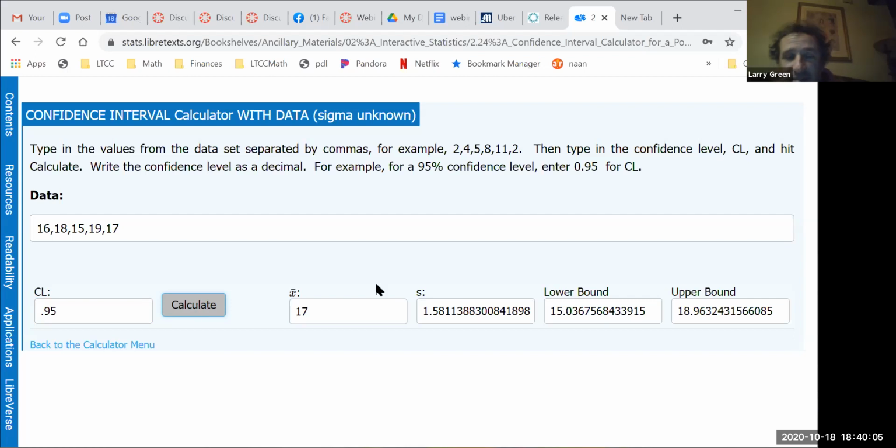All right, so what we have, and I used the letters LB and UB when I drew the graph, but that's lower bound and upper bound. And we have about 15 and 19. I'm going to go even one decimal place. That works. Any questions on using the calculator?